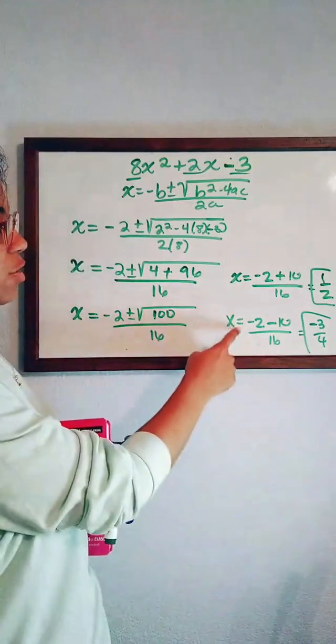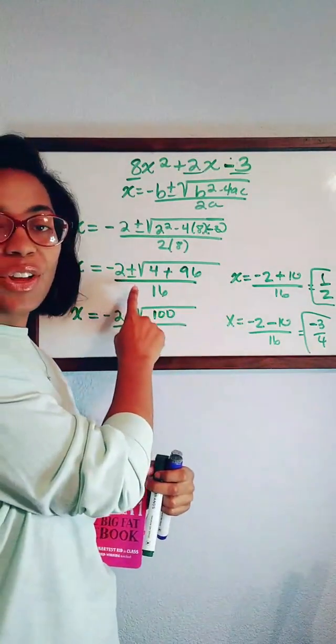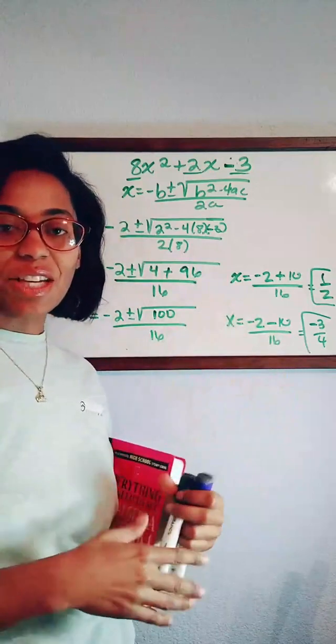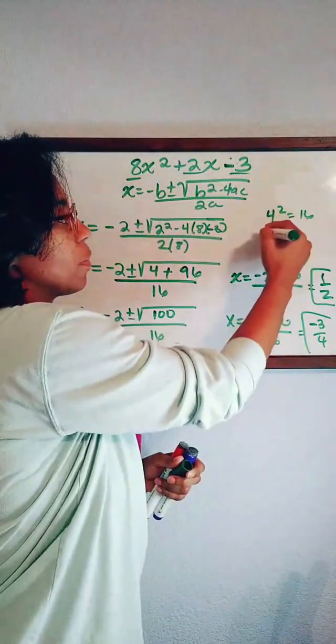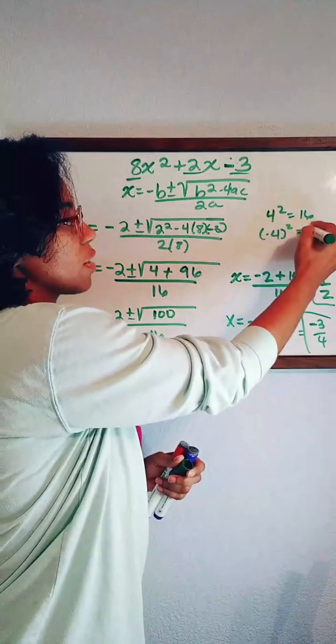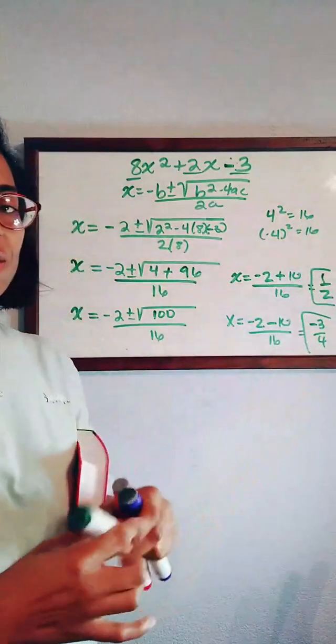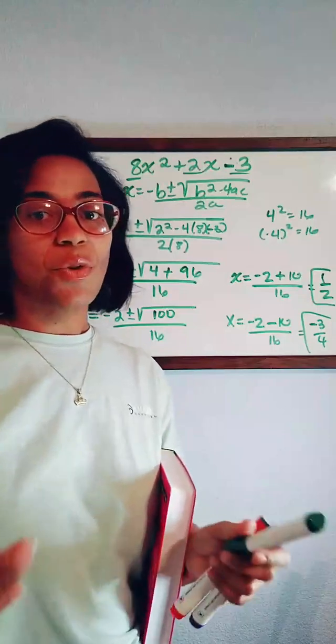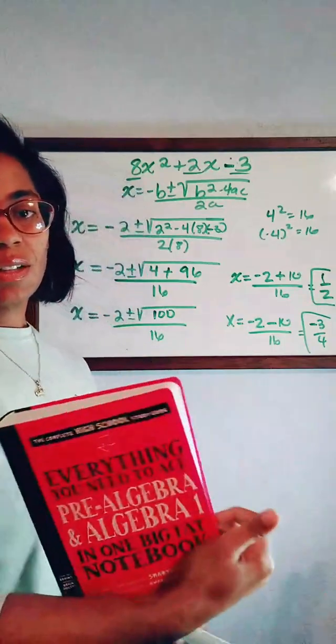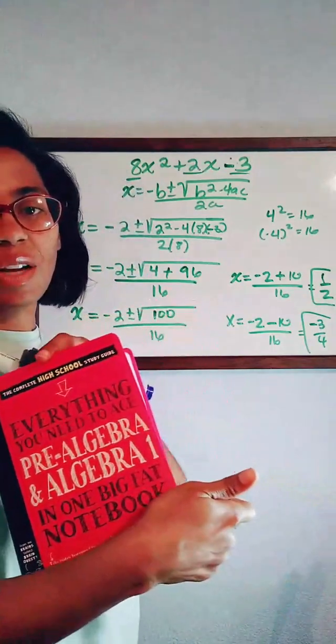There's 2 answers because when you have a square root, it's a positive and a negative answer. Think about it. If I have 4 squared, that's 16, but negative 4 squared is also 16. So you have to take into account when you take the square root of a number, it can be that positive number or that negative number.